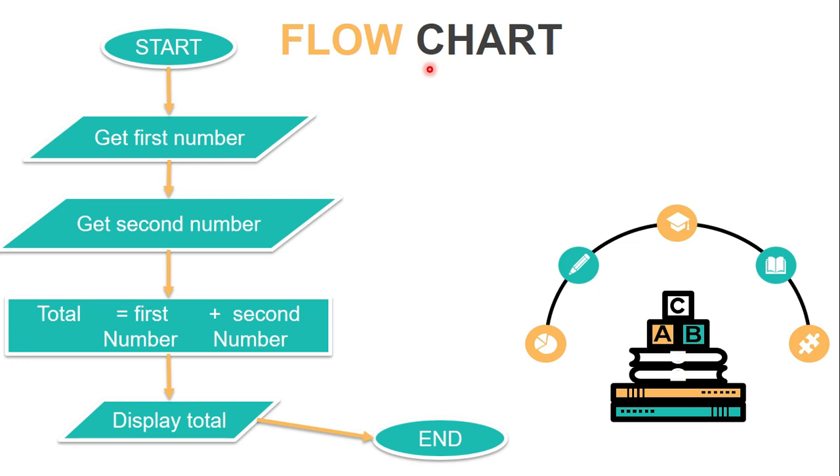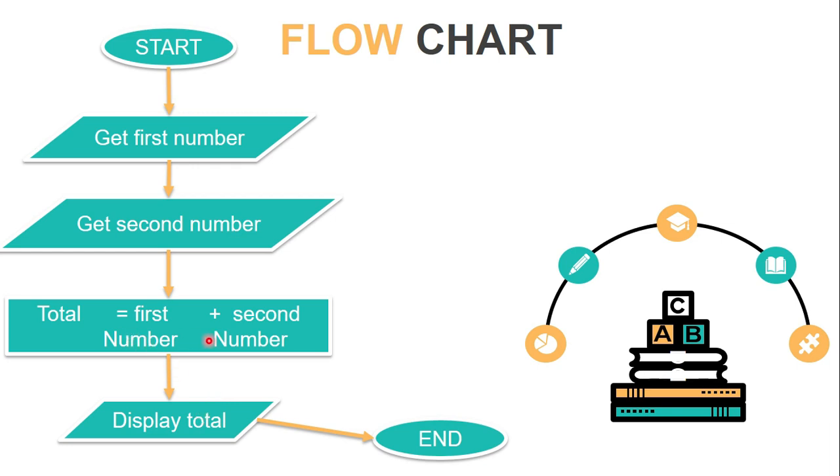Now let's move into the flowchart. I have used the standard symbols to represent the flowchart. This one is to represent the beginning and the end of the flowchart. These are used to represent inputs and outputs. In our example, we have identified two inputs and one output.